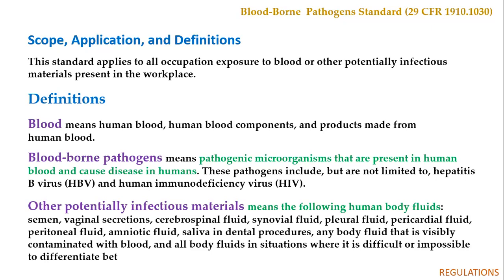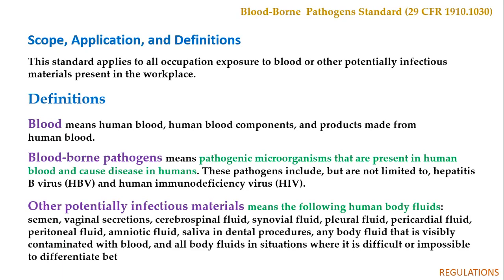This standard applies to all occupational exposure to blood or other potentially infectious materials present in the workplace. Now we are going to see the definitions. Blood means human blood, human blood components, and products made from human blood. Then the next is bloodborne pathogens. It means pathogenic microorganisms that are present in human blood and cause disease in humans.